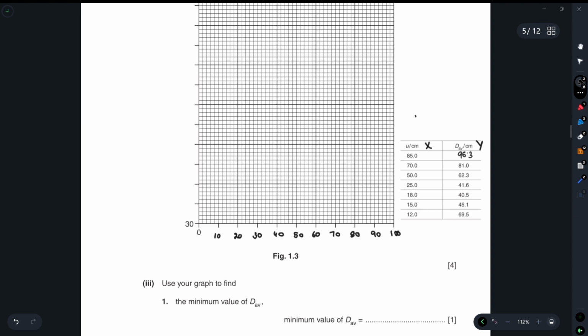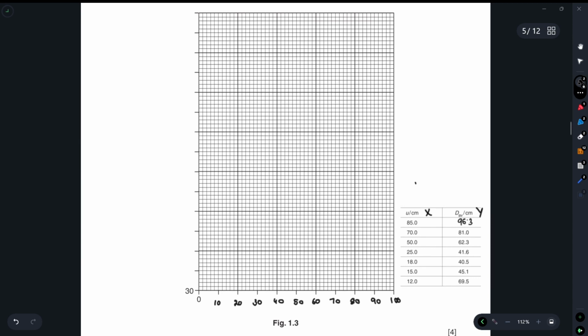I don't have to go all the way till 100, but okay. For DAV, we need to start at 30, and we need to go to a maximum value of 96.3, so approximately 100. How many divisions do we have? 1, 2, 3, 4, 6, and 7. So we can go with 10 each: 40, 50, 60, 70, 80, 90, and 100. Alright, so this right here is what it is. Let's move on to drawing the points.